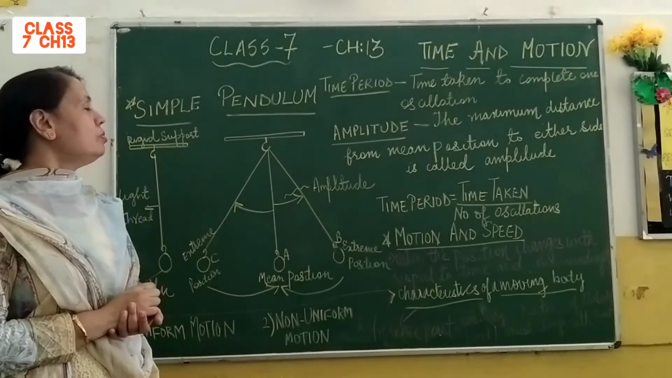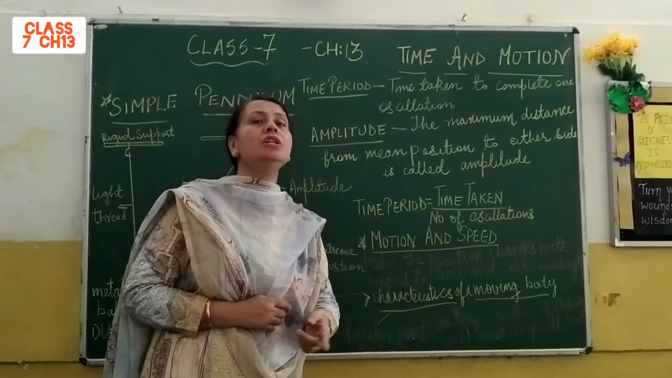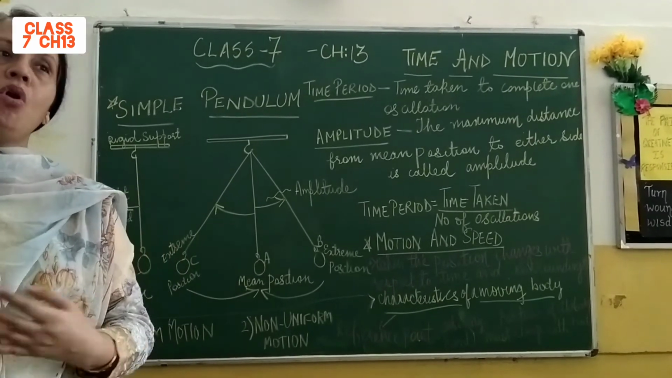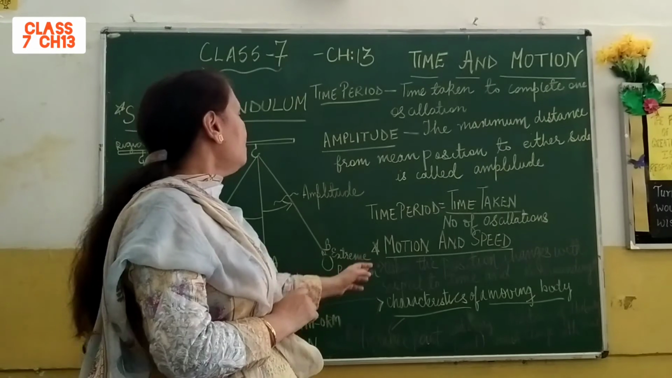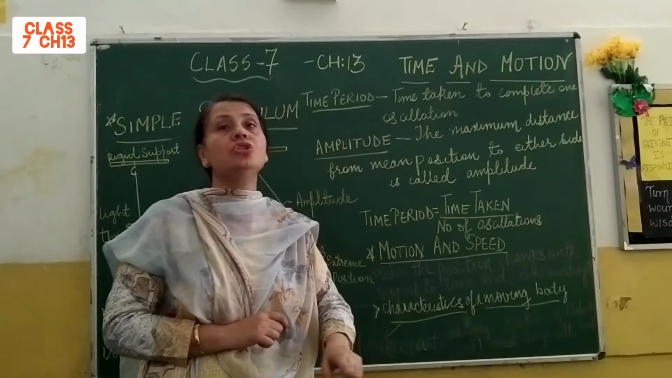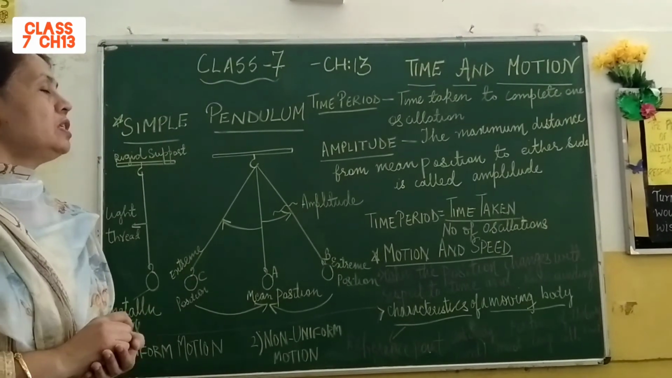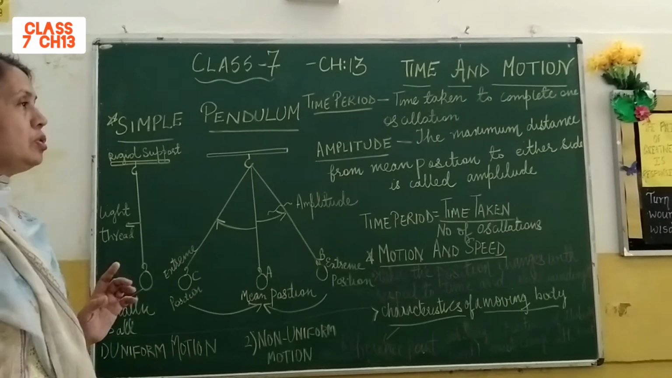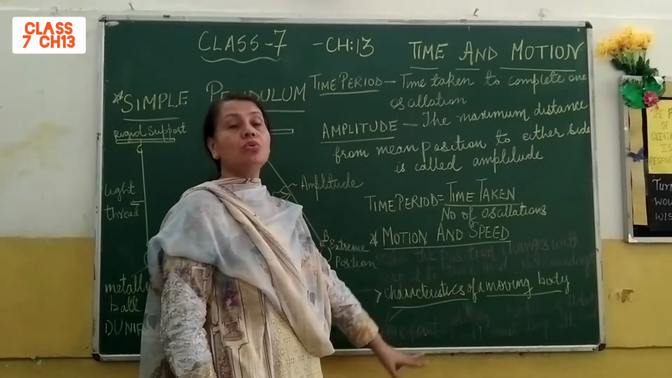Now, we are going to start the next topic, that is motion and speed. You already have an idea of motion and rest, when an object is in motion and when it is at rest. We say that an object is in motion when the position of the object changes with respect to time and surrounding. Now, coming to the characteristics of a moving body, there are two features of a moving body.